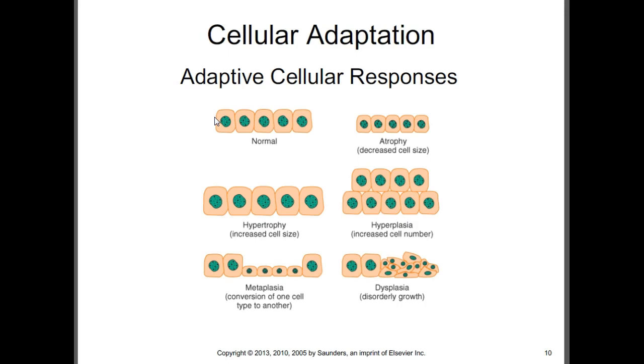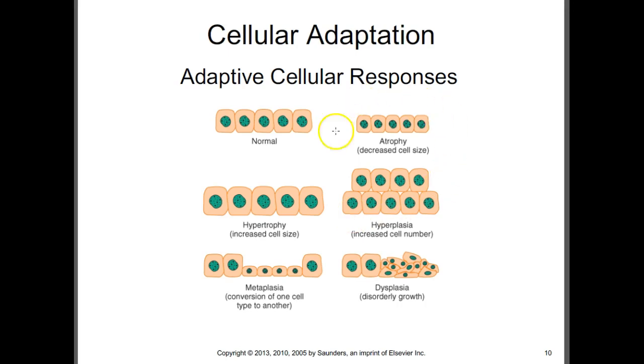All right, so some of our cellular adaptations. So normal cells, this might be a depiction of a normal cell. And so these are really, really important words. Atrophy is decreased cell size. Hypertrophy is increased cell size. Hyperplasia is increased cell number. All these things are very different.